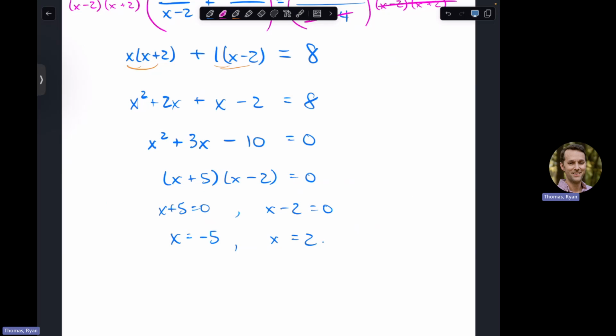Collect like terms first. Quadratic, so we need to get everything moved to one side. 3x's, subtract the 8 over, so minus 10.